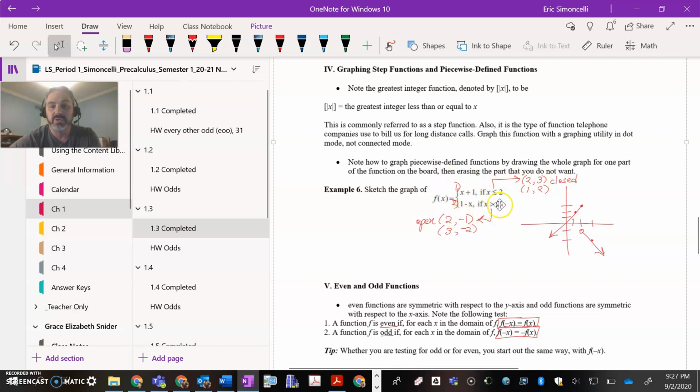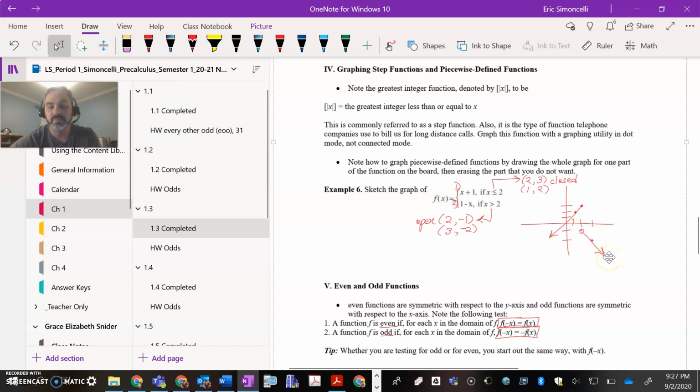For the second piece, I went ahead and I made a point at 2 comma something, 2 being an open circle because it's a greater than, not a greater than or equal to. So 2, you plug it in. 1 minus 2, of course, is negative 1. Every value beyond that, in other words, 3, 4, and so on, greater than 2 is what we were choosing. I picked 3. 1 minus 3, of course, is negative 2. So we've got an open circle at 2, negative 1. I've got a closed circle at 3, negative 2.